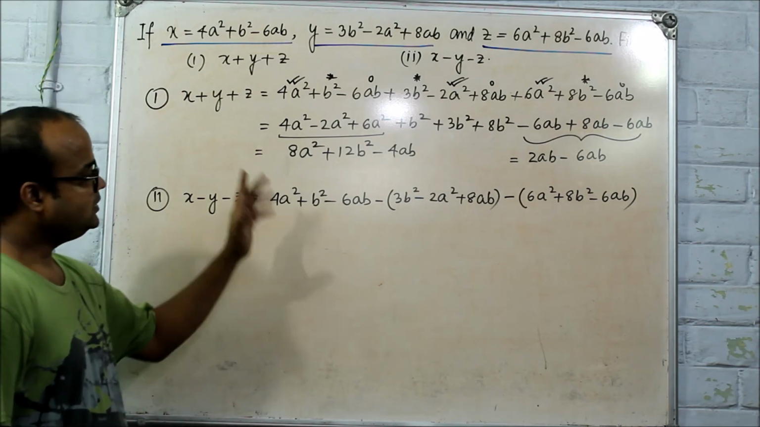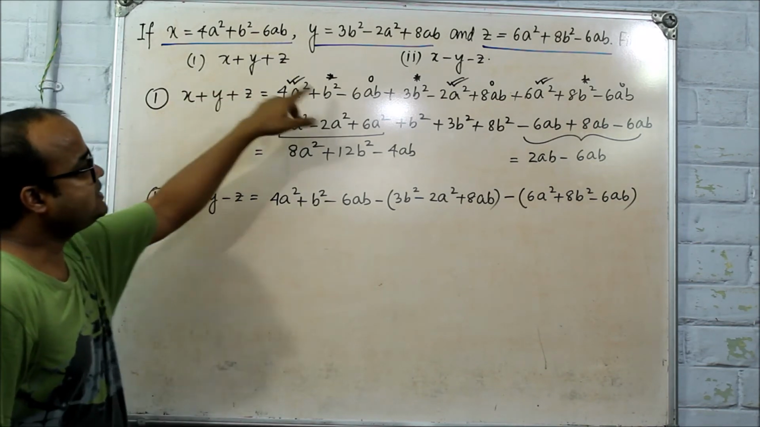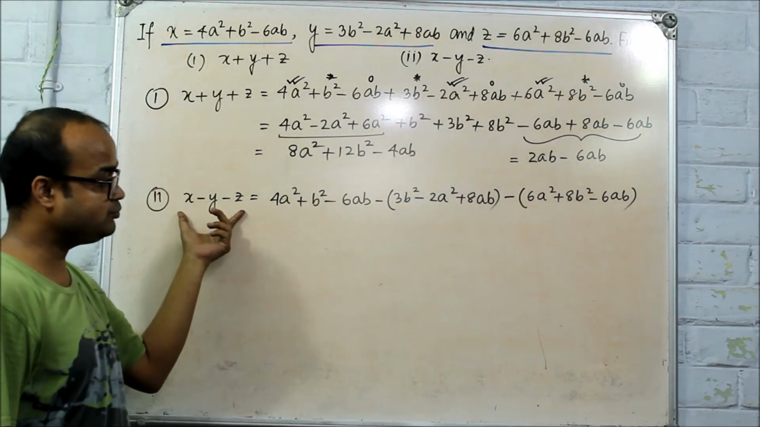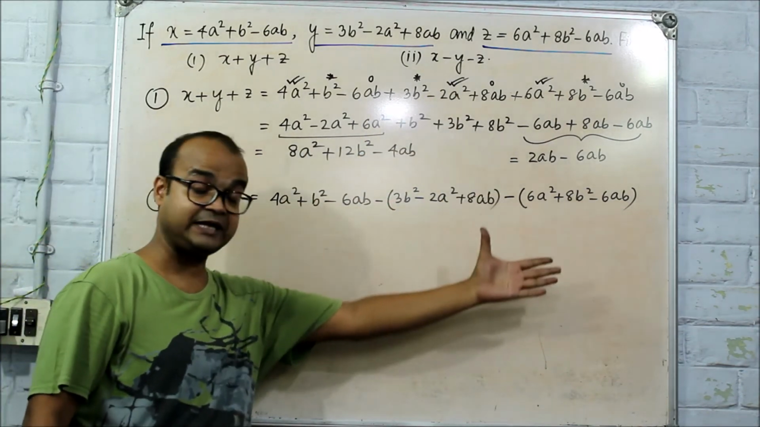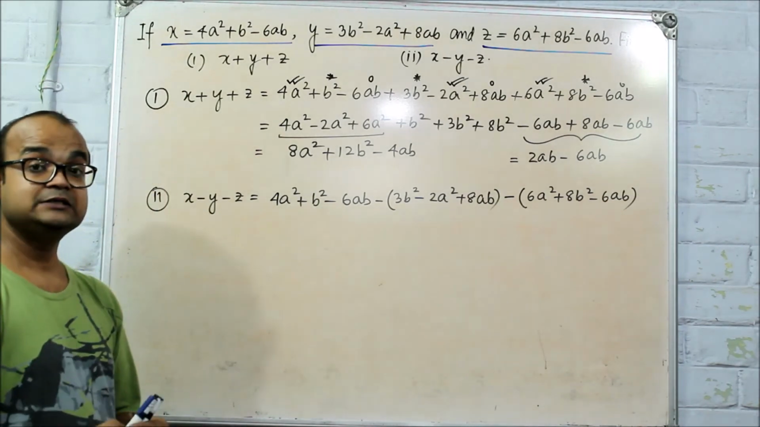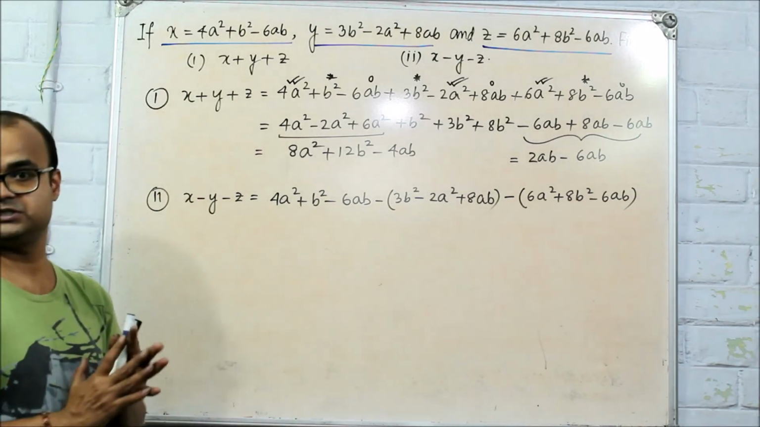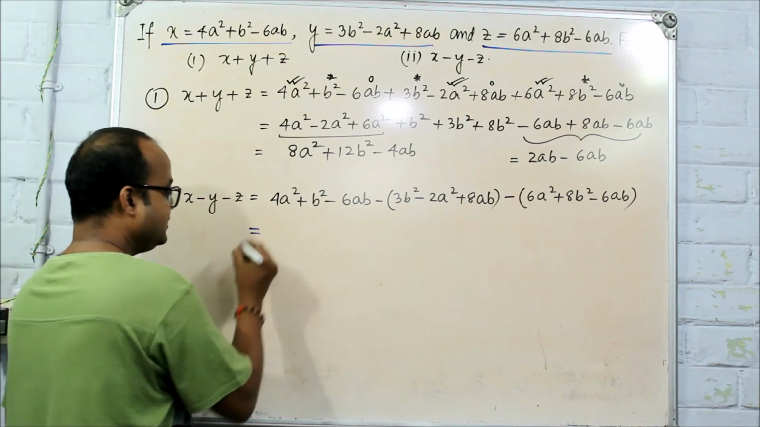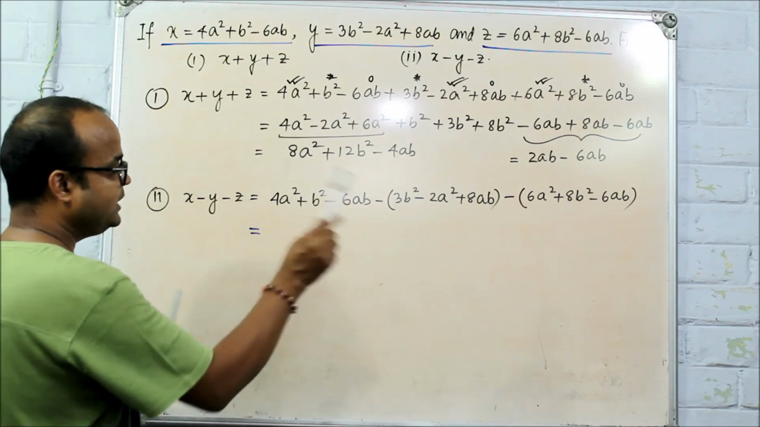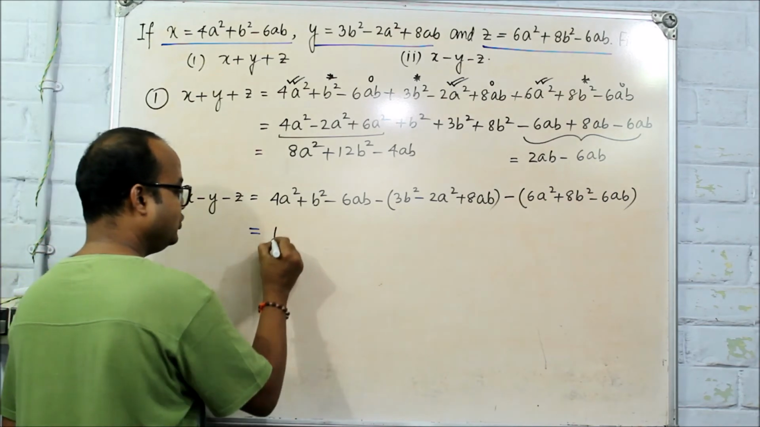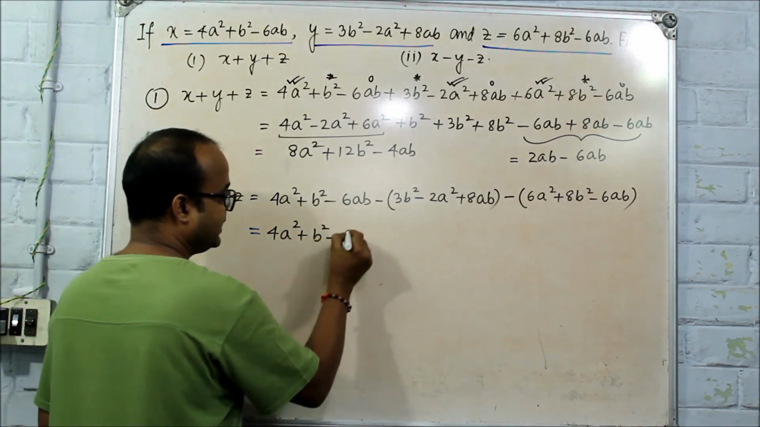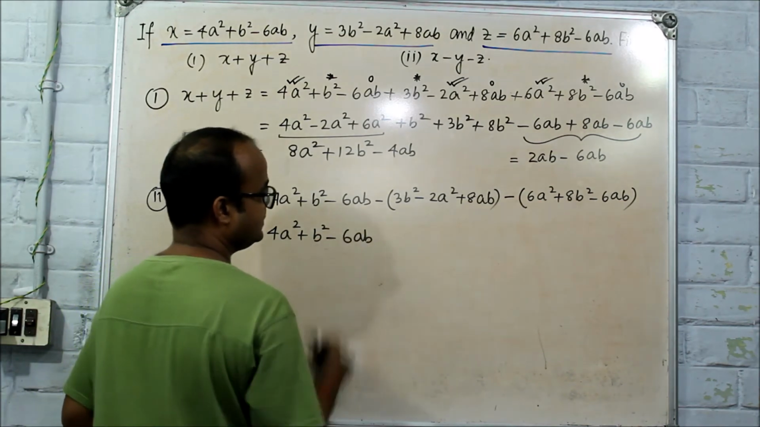Now in case of plus, I am not putting the bracket. Now see, once it comes to minus, I am putting the bracket within the term so that there will be no mistakes. Now we open up the bracket. So 4a square plus b square minus 6ab.